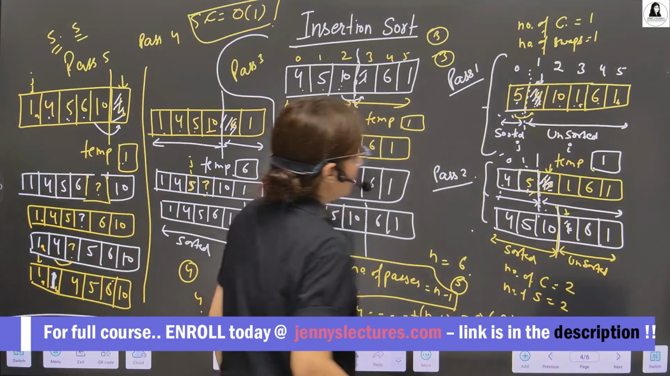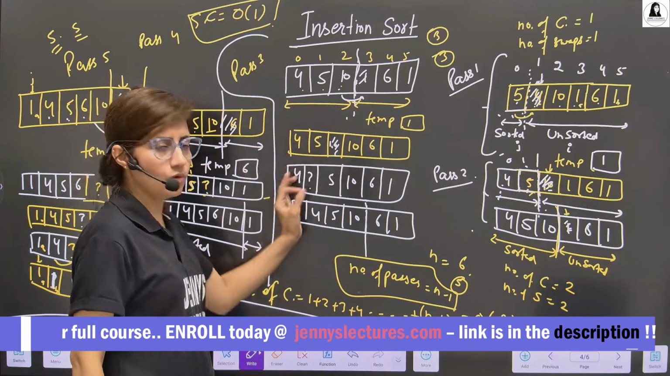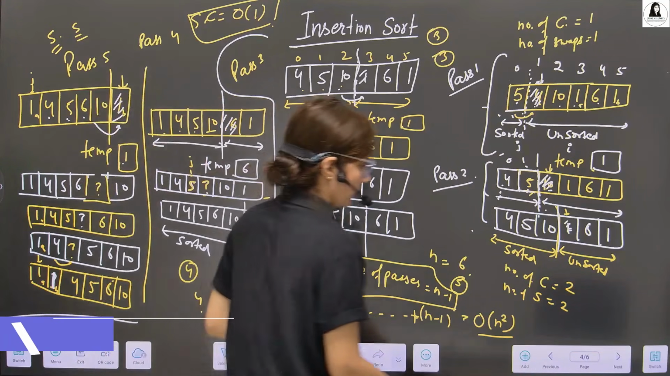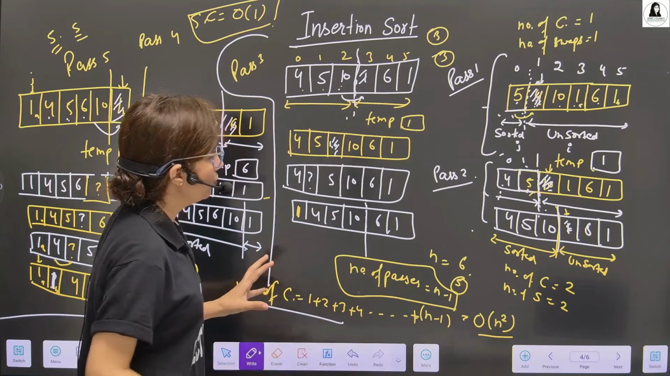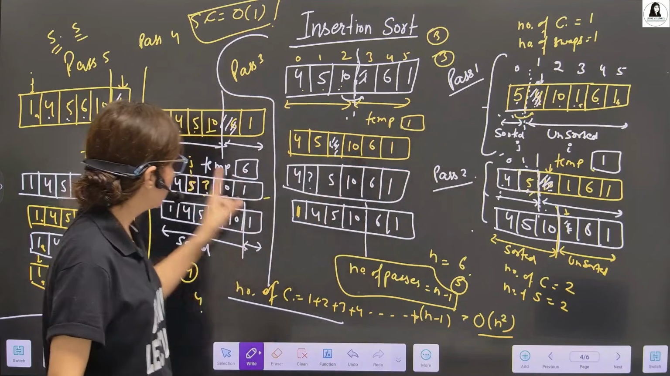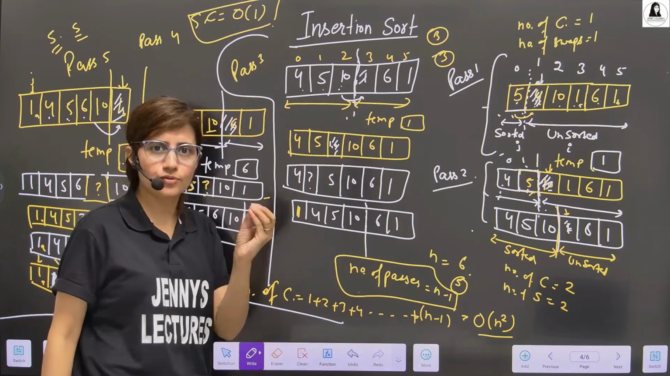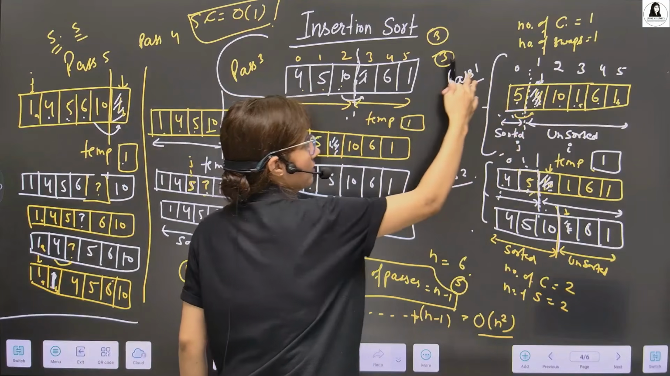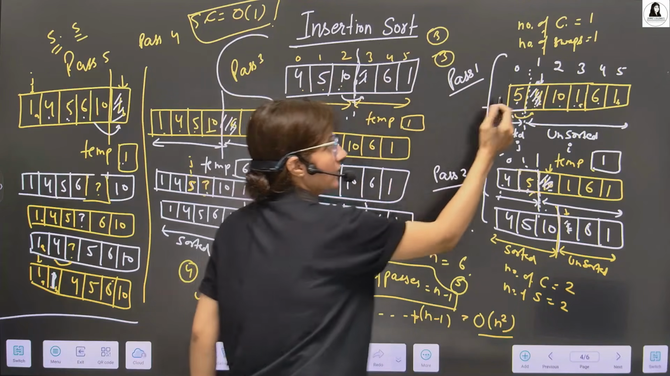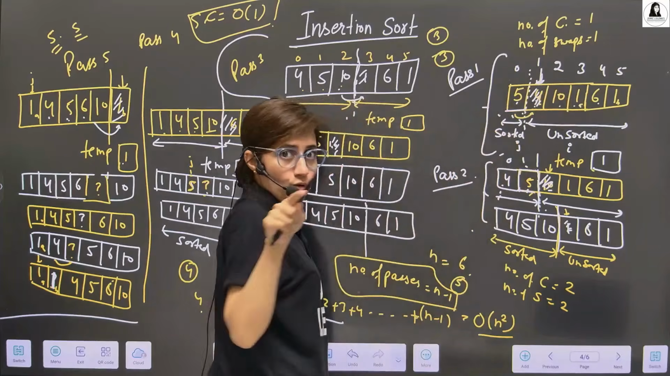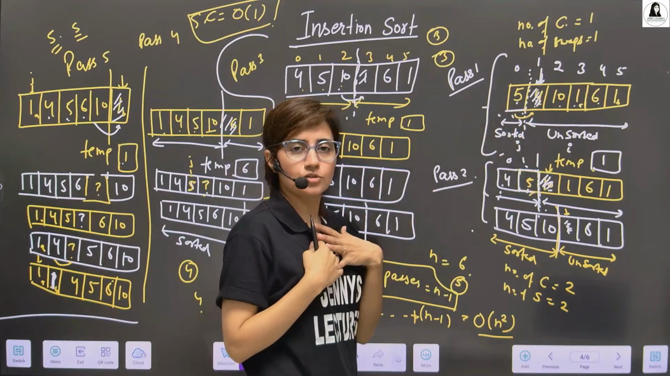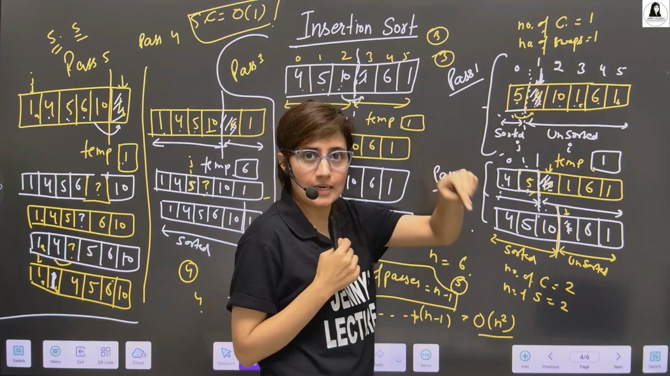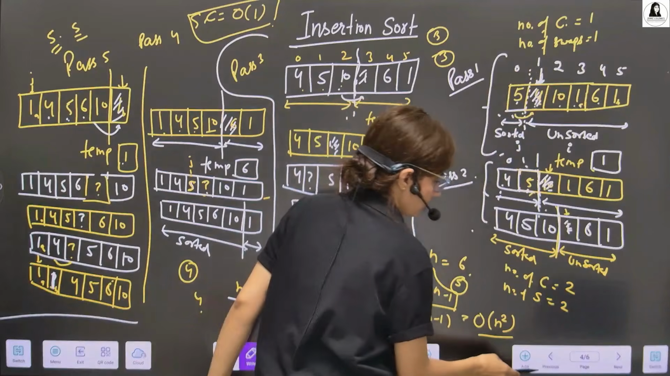Okay, before discussing whether it's adaptive or not, let's write down the code for this. Then we see that. So same here, we need 2 loops. One will handle the number of passes. Second will handle the number of comparisons. So outer loop will handle number of passes. That will run till n minus 1 times. I told you that the first element we assume is already sorted. So we start from the second element. So we start from 1.